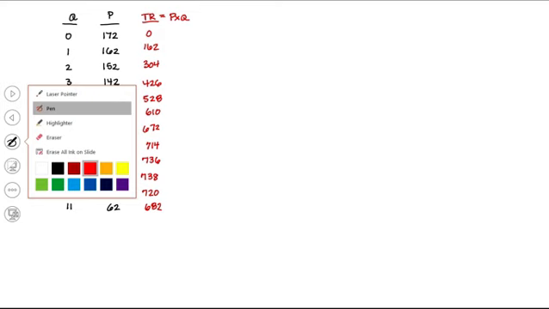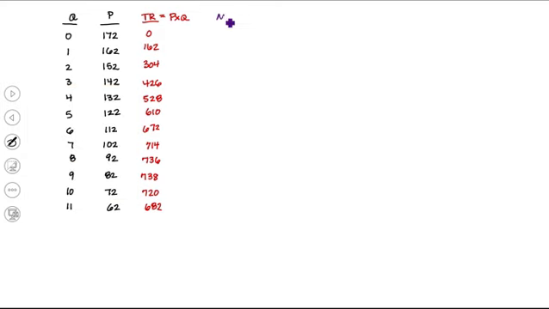Now, from this, we're going to find marginal revenue. And remember, marginal revenue is the change in total revenue given a change in Q. We want to remember that it's only defined, just like everything marginal, only defined when Q is changing.